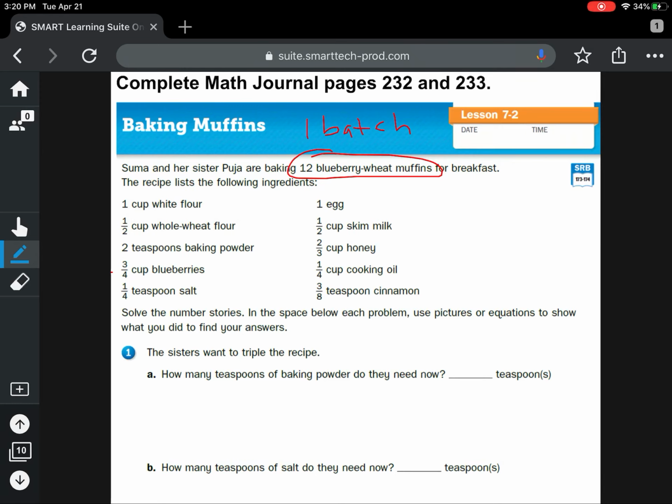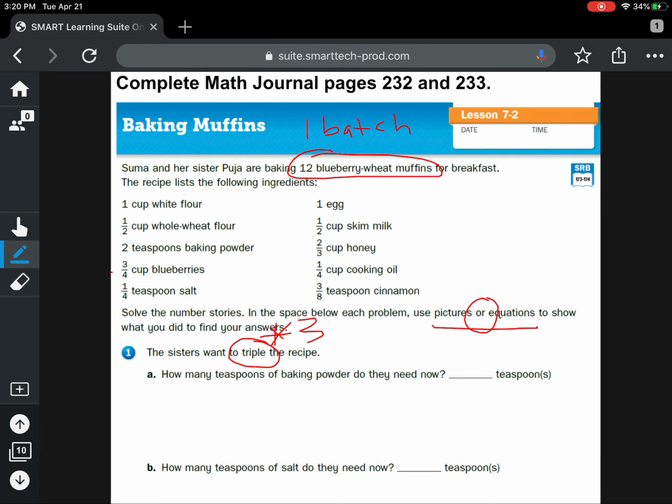Now it says we need to solve the number stories. In the space below each problem, use pictures or equations. You don't have to do both when it says that word "or," to show what you did to find your answer. For problem number 1, it says the sisters want to triple the recipe. Circle that word, triple. If they want to triple the recipe, do you know what that means? That means they want to make 3 of the recipe. So they need to take everything in the recipe and multiply it by 3, because to triple it means to multiply it by 3.